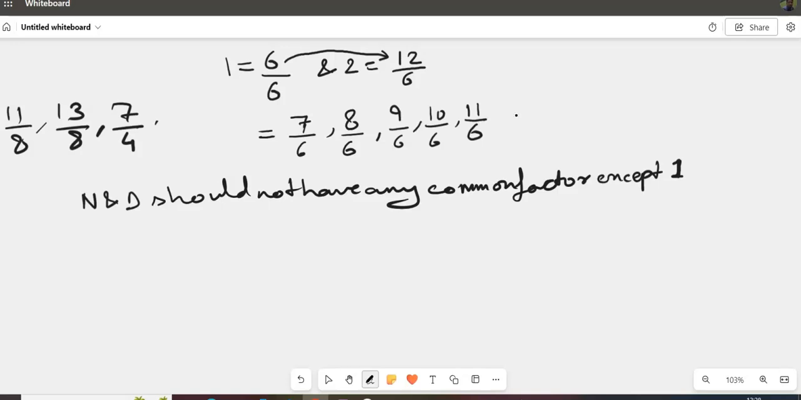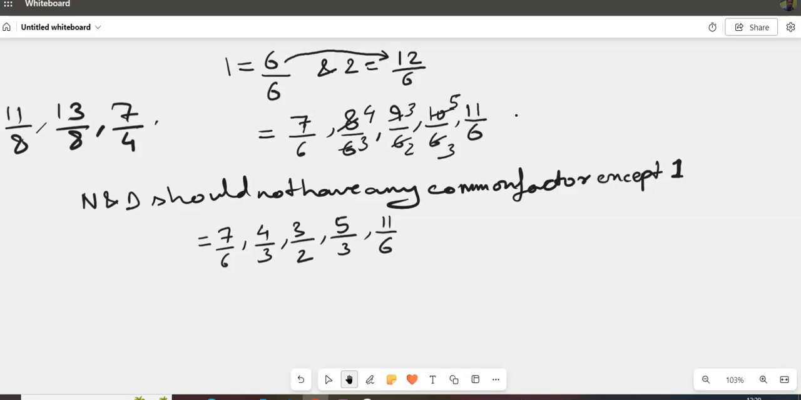Okay, but here 7 by 6, that is fine. But what about this? This can be broken down into 4 by 3. 3 3s are 9 and 3 2s are 6. Again 2 5s are 10 and 2 3s are 6. Okay, so the numbers which come are like this. So this is the correct way to write them.